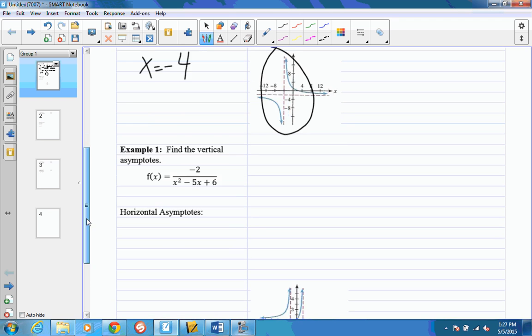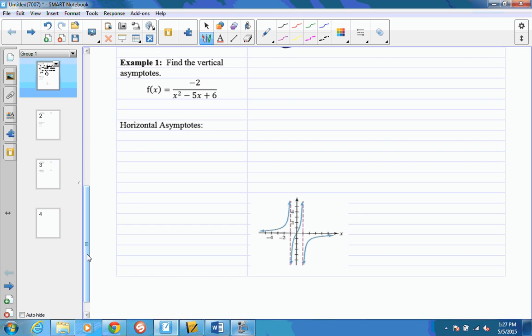Good. So, find the vertical asymptotes. It doesn't say by graphing or anything like that. I just want to find vertical asymptotes. So, it doesn't say this, but you can read into it. Find values that when you plug them in, give you 0 on the bottom.